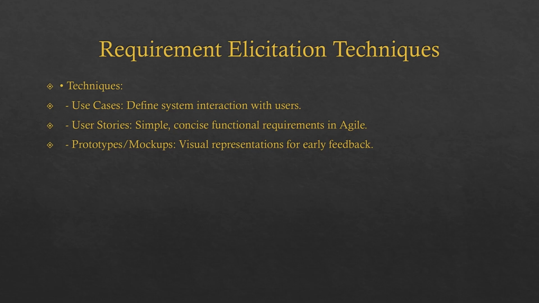Eliciting requirements often involves tools like use cases, which detail system interactions, and user stories, which provide concise descriptions of functionality. Prototypes and mockups can also help, by offering visual representations that stakeholders can evaluate.